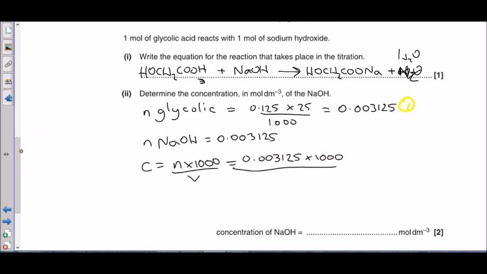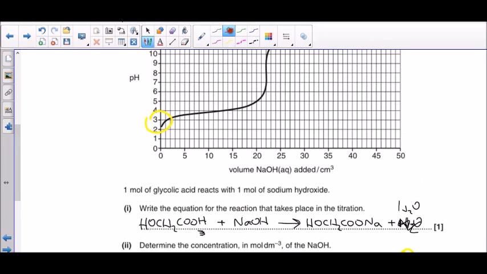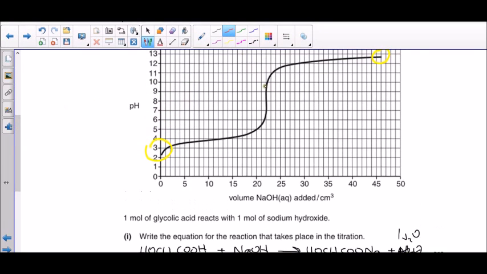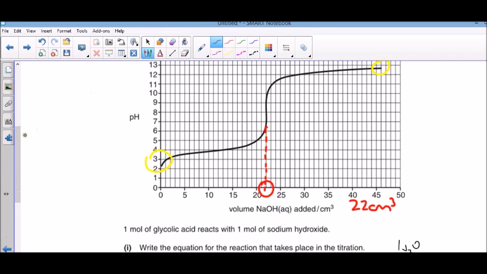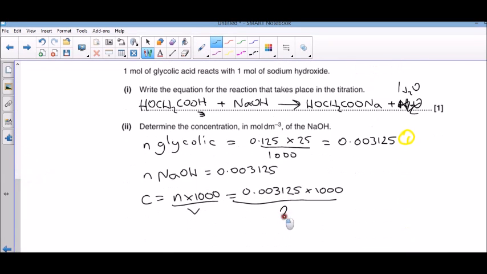And then the volume, so we deal with the volume by using the graph. So if we look at the vertical section, which is where the end point of this titration is, we can see that at the end point the volume of sodium hydroxide is 22 centimeters cubed. So we can put that into our concentration calculation, and that gives us a final answer of 0.142 moles per decimeter cubed. And that's the second mark.